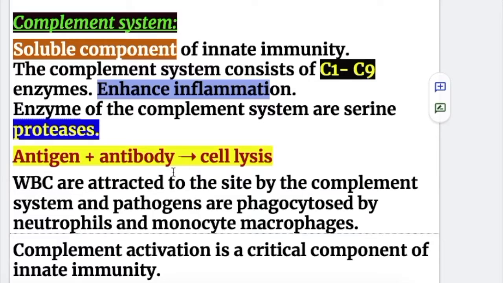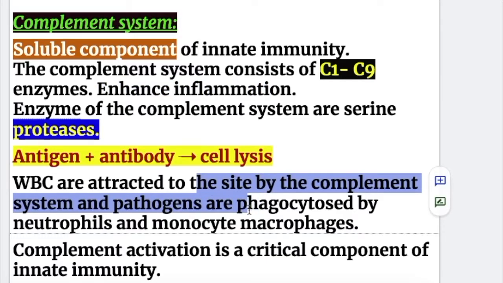So what happens in complement? WBCs are attracted to the site of the complement system, and pathogens are phagocytosed by neutrophils, monocytes and macrophages. Complement activation is a critical component of innate immunity.